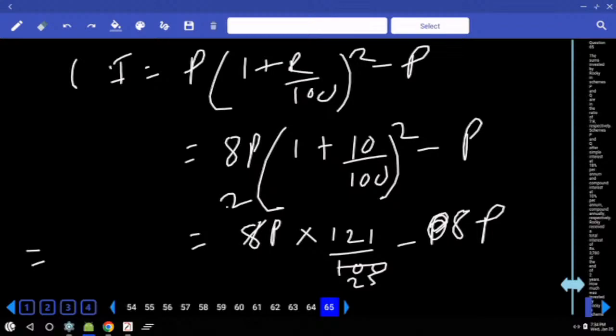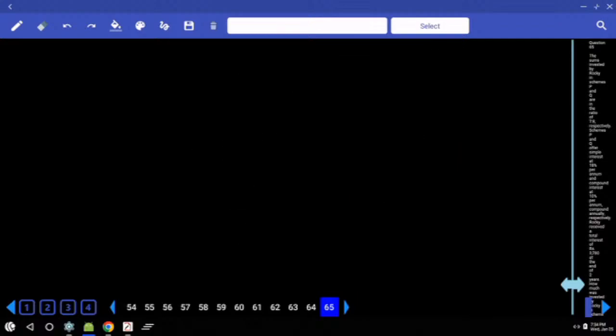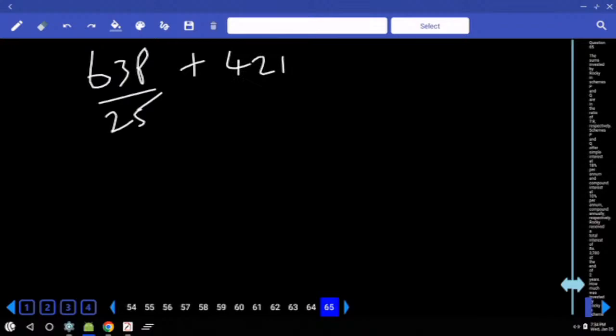121p by 25. How much have you got? Tell me. 2p, 242p, 42p by 25. This is what you get finally. So both amounts, how much do they give? The first one is 63p by 25. And the sum of them is how much?